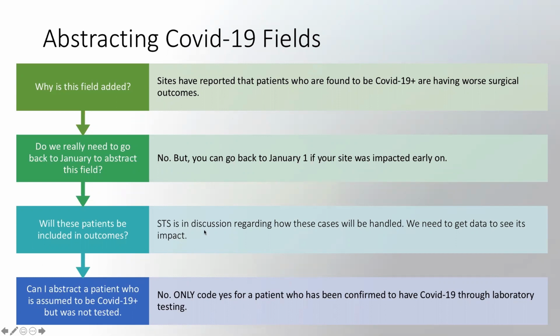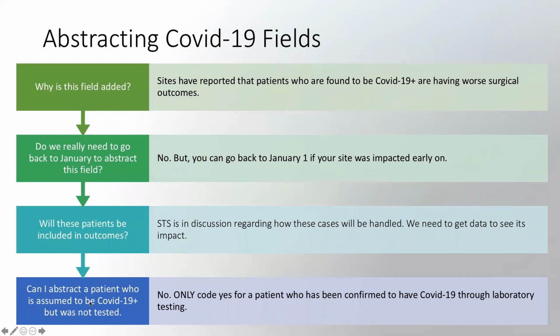And then, will these patients be included in outcomes? STS is in discussion regarding how these cases will be handled. We have a couple of calls going on behind the scenes with leadership, our quality metrics task force chair, Dr. Shahan, and other chairs of different task forces, talking about how we're going to handle this. But the most important thing right now is that we just need to get the data in. I don't think we can really make any big decisions about how we're going to handle this without data. We just need to start getting that in and seeing what it's looking like to really make a good decision.